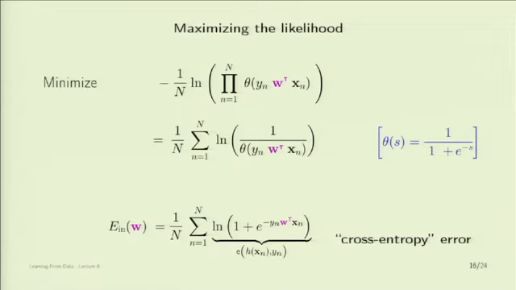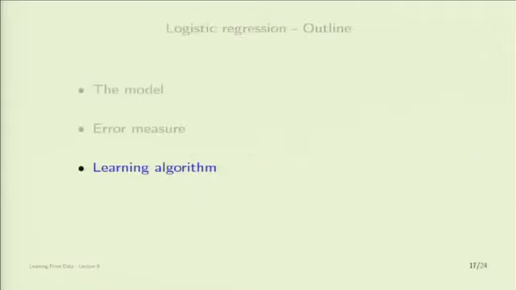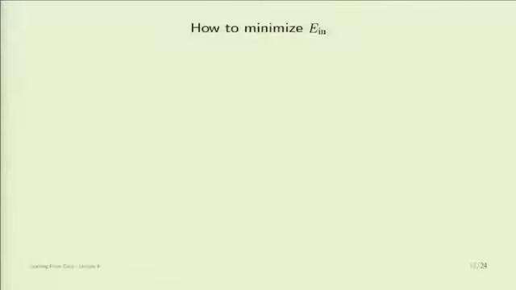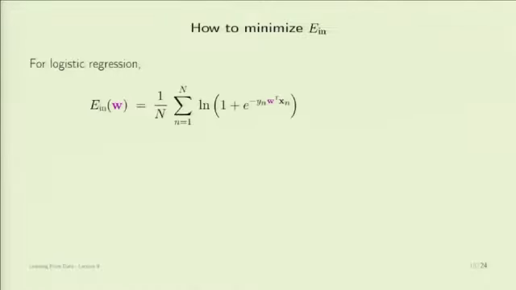So now we have defined the model, and we have defined the error measure. The remaining item is the learning algorithm. I know the error measure, I just want to minimize it. How can I do that? It's an easy question. If you look at logistic regression, we have just developed the error measure for it. So now I have this function, and I want to minimize it with respect to W. Let's look at a previously tackled case in order to see how we went about that.